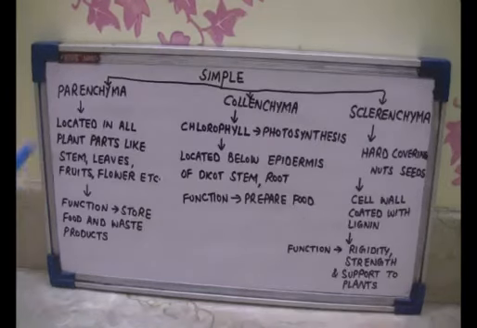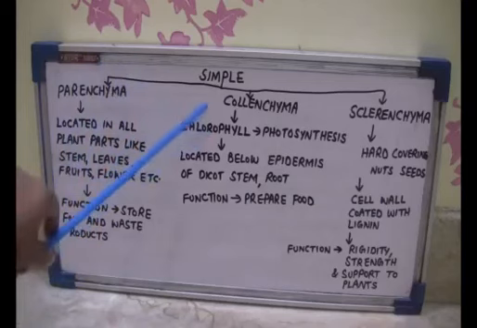Now these are the three types of simple tissues: parenchyma, collenchyma and sclerenchyma. Now parenchyma is located in all plant parts like stems, leaves, fruit, flowers, etc. So their main function is to store food and waste products in all the plant parts.